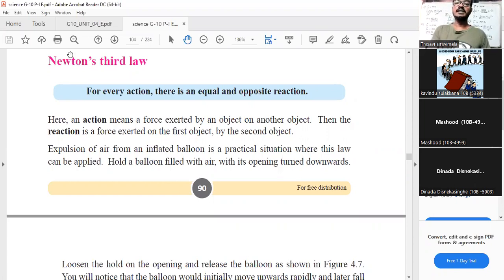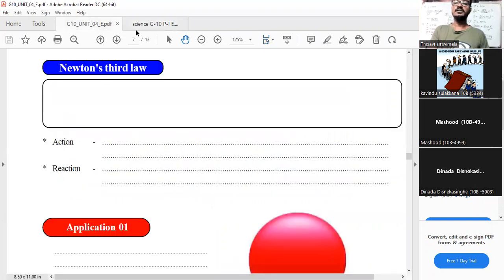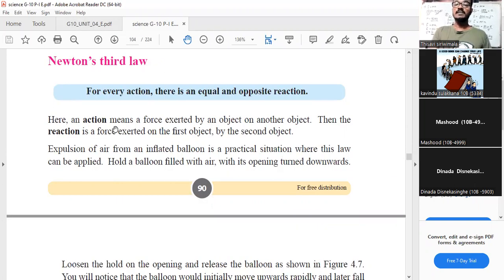So then go to that reaction thing. In front of the reaction, you can write like this. The force exerted on the first object by the second object.